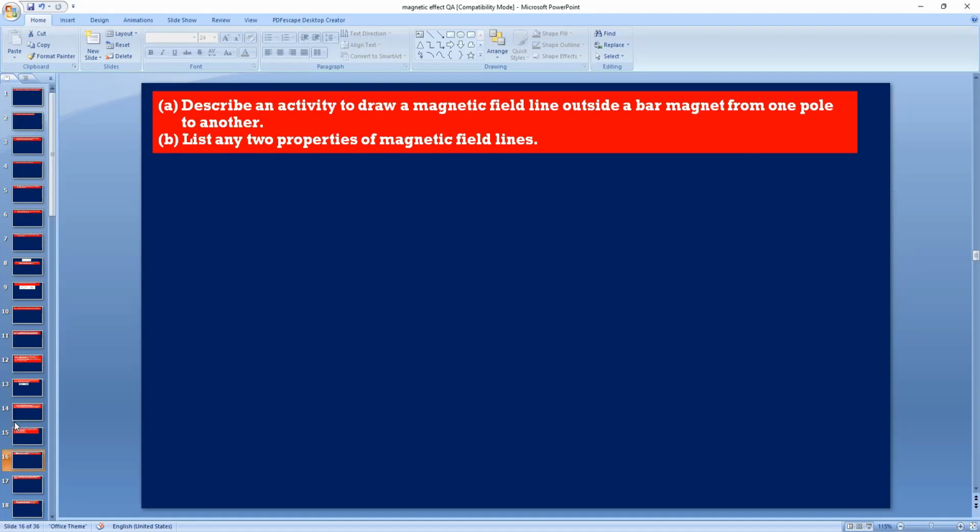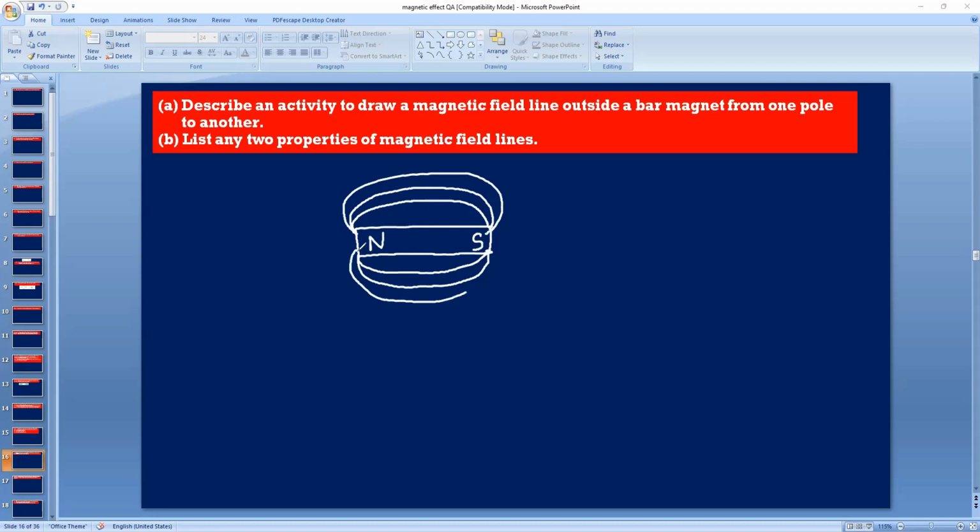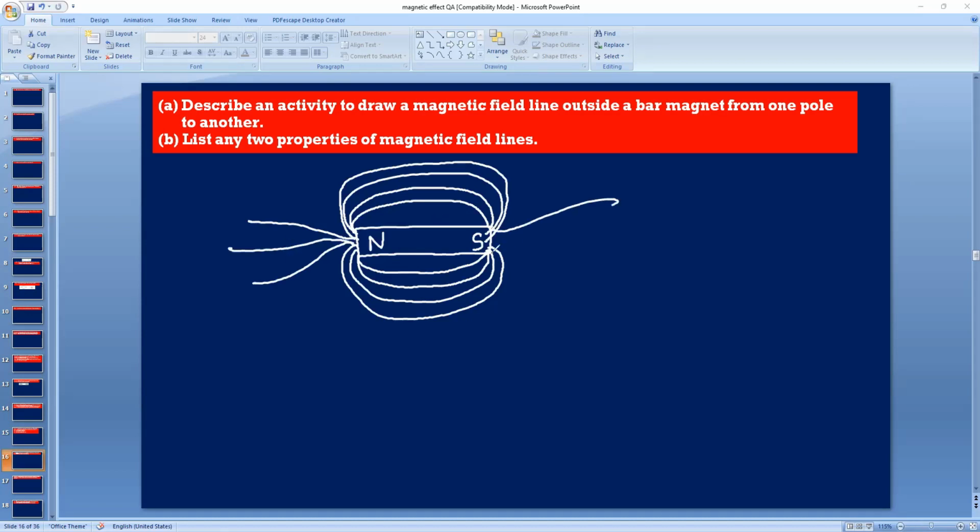Next, describe an activity to draw the magnetic field lines outside a bar magnet from one pole to another. List any two properties of magnetic field lines. Take a bar magnet. A bar magnet has two poles, one is the north pole, the other is the south pole. Now the magnetic field lines always come from north to south, like this, away from the north pole, towards the south pole.